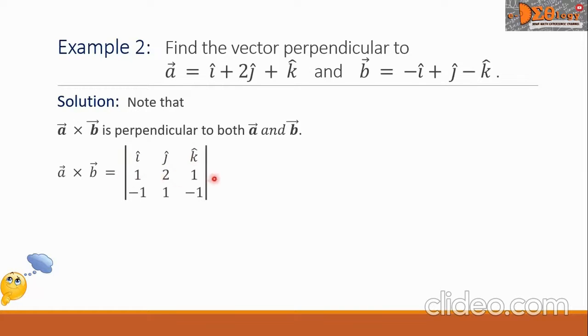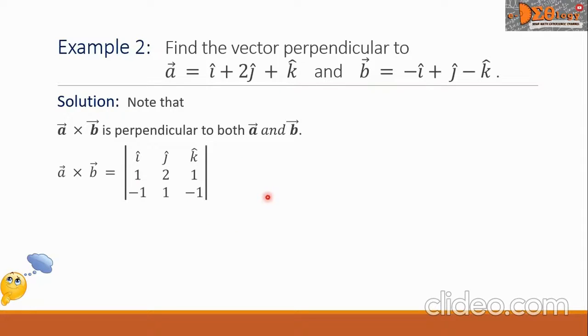The middle row are the coefficients of vector A, that is 1, 2, 1 respectively. The last row are the coefficients of vector B. So we write here negative 1, 1, negative 1.